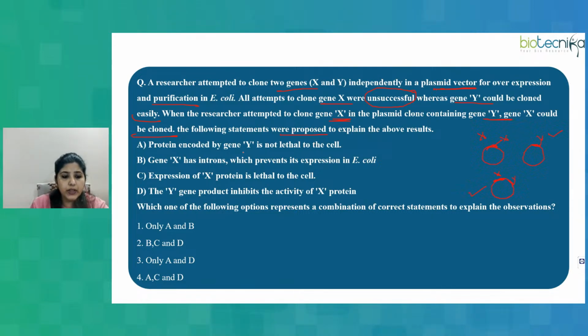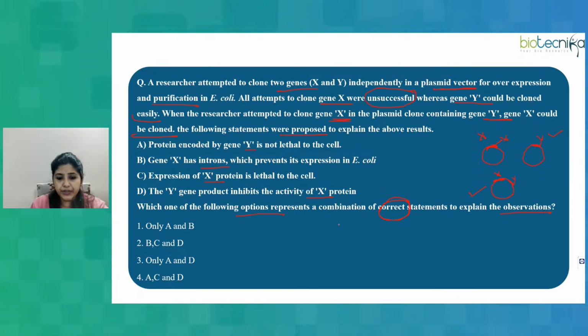A: the protein encoded by gene Y is not lethal to the cell. B: gene X has introns which prevent its expression in E. coli. C: expression of X protein is lethal to the cell. D: Y gene product inhibits activity of X protein. So, which one of the following options represents a combination of correct statements? Very important term: correct statements to explain the observations.